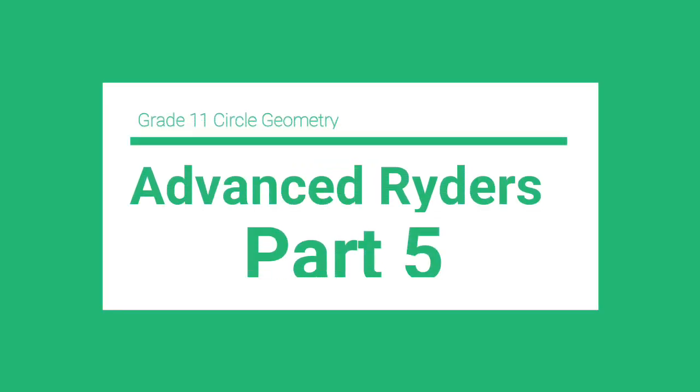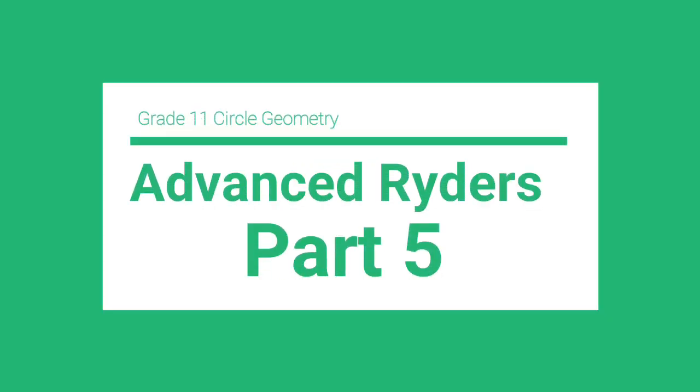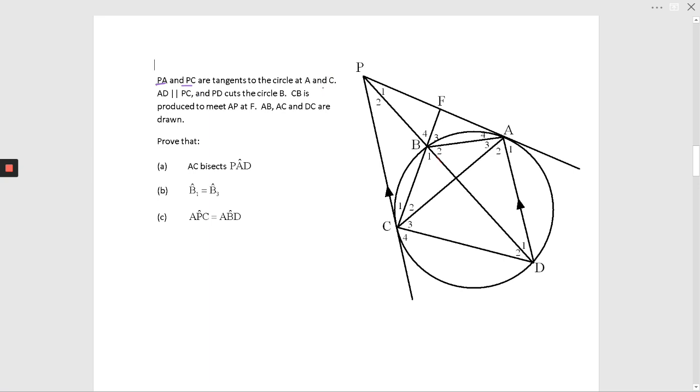I'm told that PA and PC are tangents to the circle at A and C. So at points A and C, I've got tangents, and they come from the same point. That's really significant because now I've got the theorem, tangents from the same point. So I'm going to go over the tangents, and then I'm going to mark out what is significant about the fact that you have tangents from the same point.